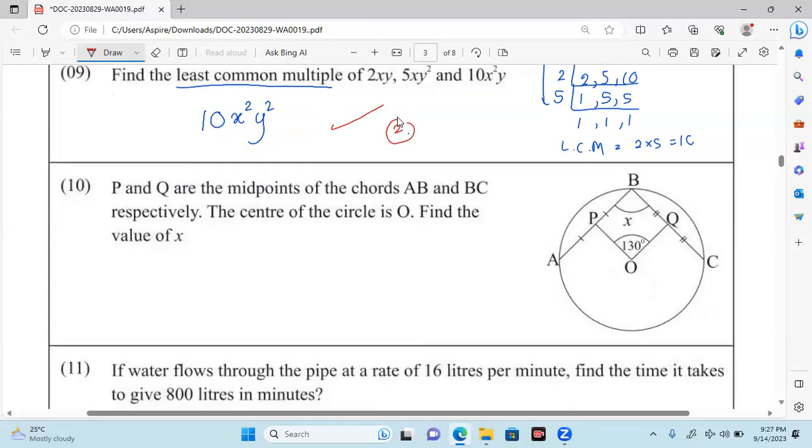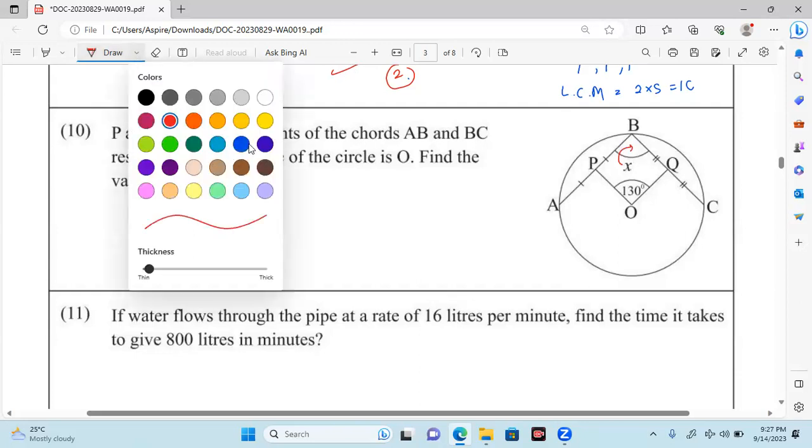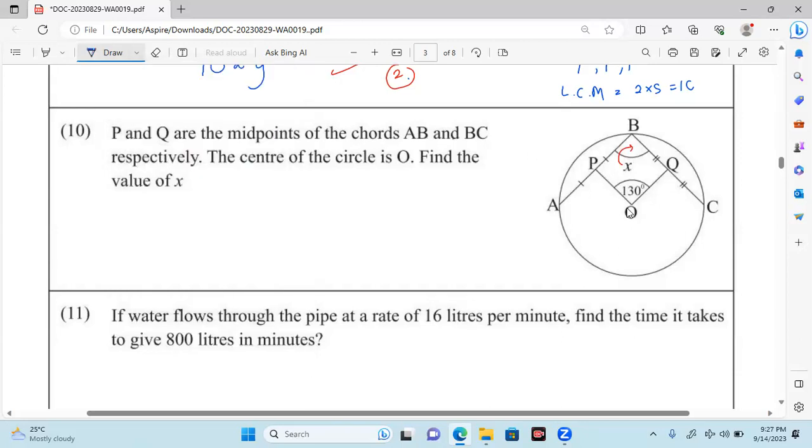Okay, 10th question. P and Q are midpoints of the chords AB and BC respectively. The center of the circle is O. Find the value of x. x means this angle. They have given that P and Q are the midpoints of the chords. Then you can identify OP and OQ are the straight lines drawn from the center to the midpoint of the chord.